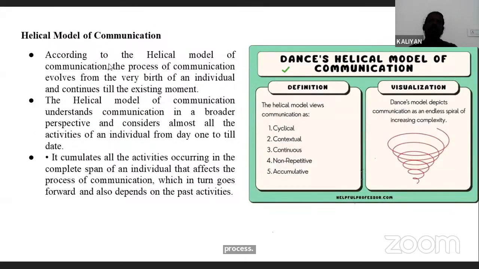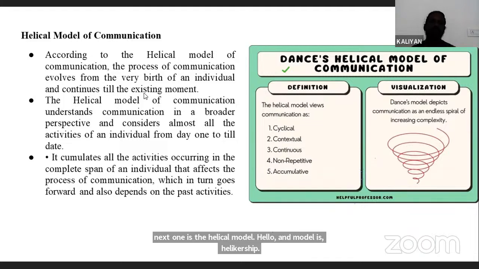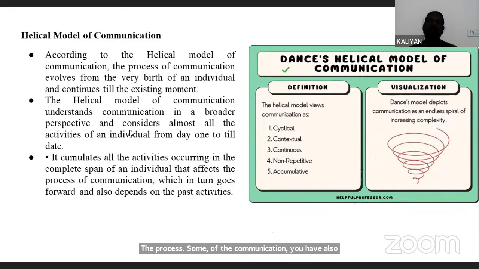The next one is the helical model. The helical model has a helical shape. The process of communication evolves from the birth of the individual and continues till the present moment. So it is a broader perspective. It accumulates all the activities occurring in the complete span of the individual that affect the process of communication. Communication is cyclic, contextual, continuous, non-repetitive and accumulative. This is the visual of Dance's helical model, a spiral position, so communication gains complexity in this model.